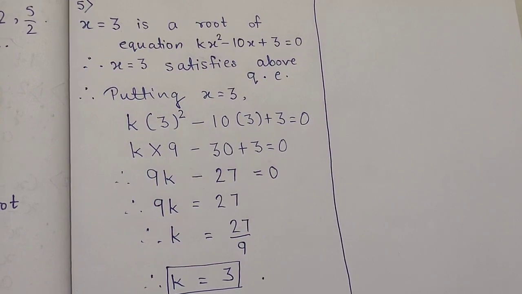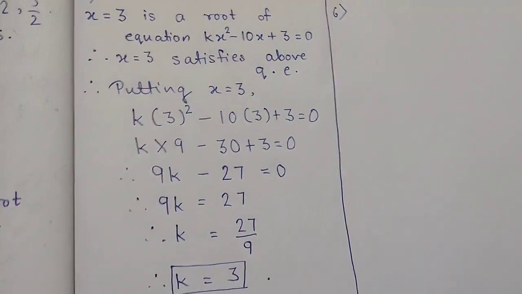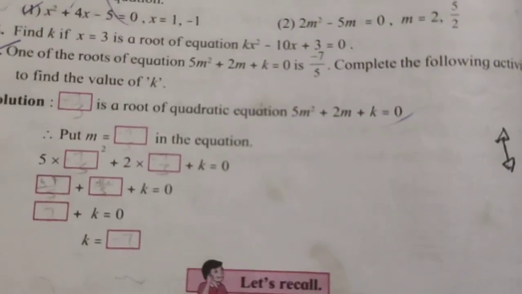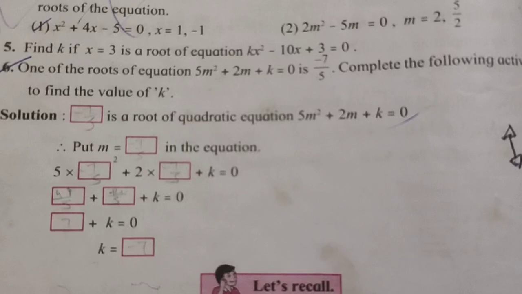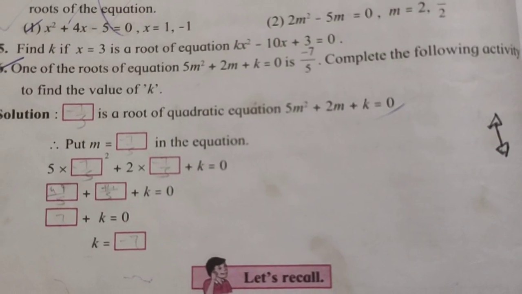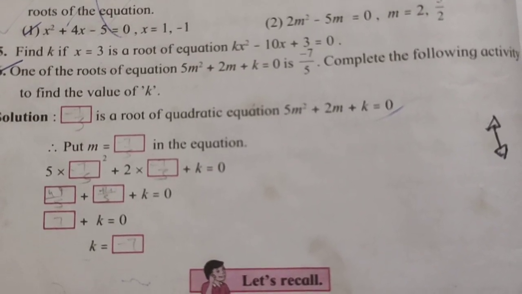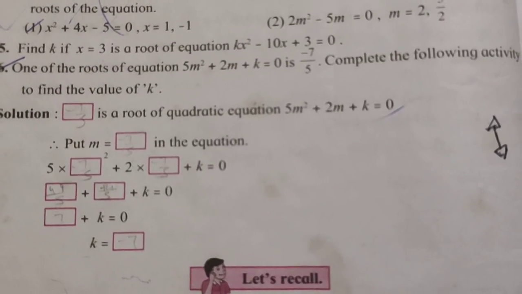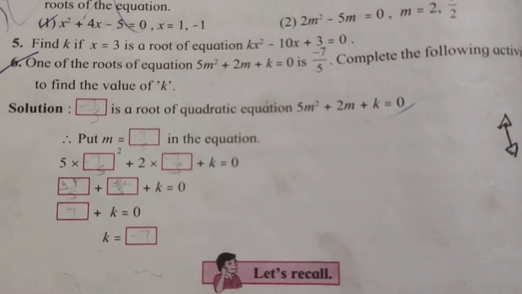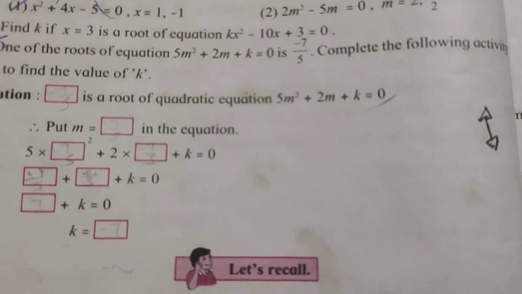Now we are going to solve question number 6. So students, let us see what is the question first. Okay, one of the roots of equation 5m square plus 2m plus k equals to 0 is minus 7 upon 5. Then complete the following activity to find the value of k. So for this, first I am going to write this whole activity, and after that we are going to solve this.